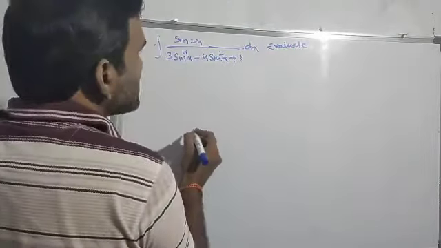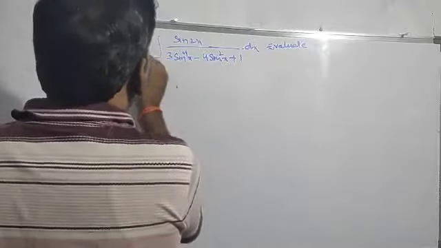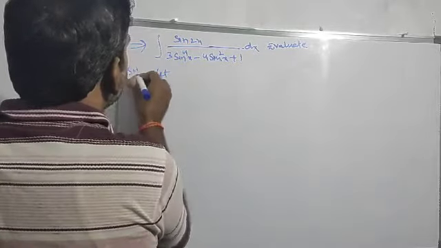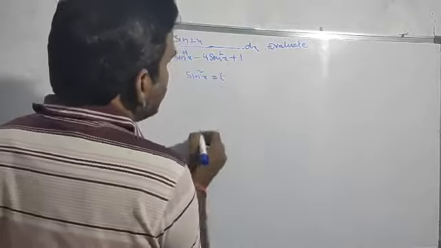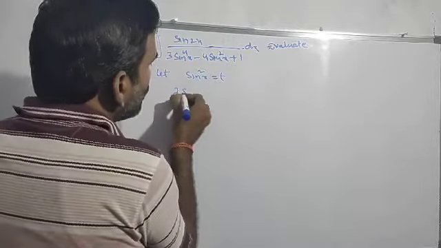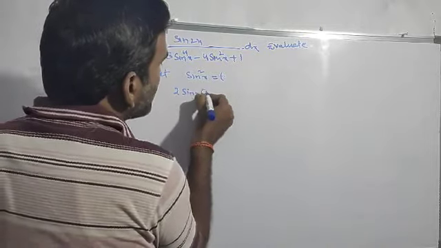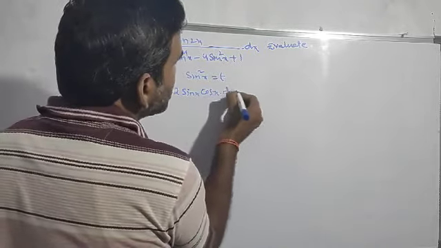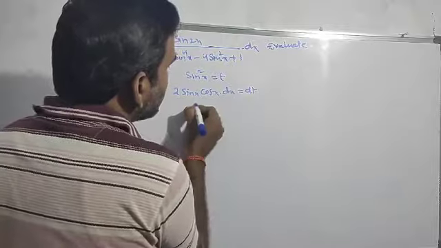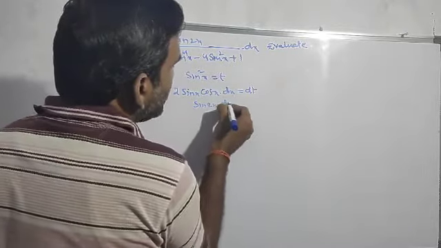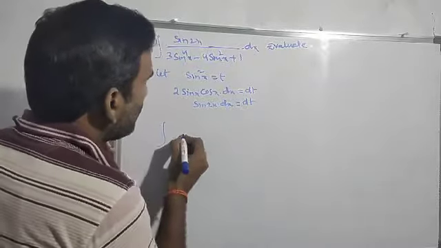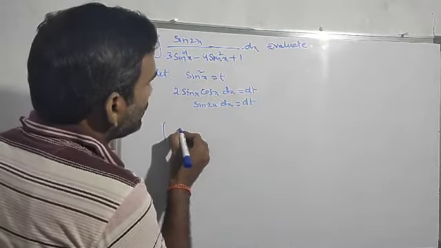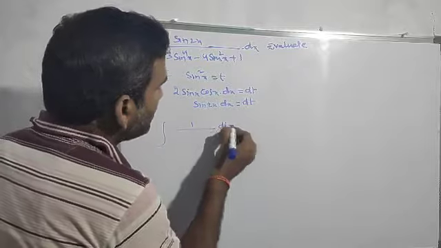Okay, in this process I am taking that letter in the solution. Let sin square x equal to t. Differentiating, the value is 2 sin x cos x dx equal to dt. That means sin 2x dx equals dt. Substitute this value in the problem. Sin 2x dx, I can take as dt.